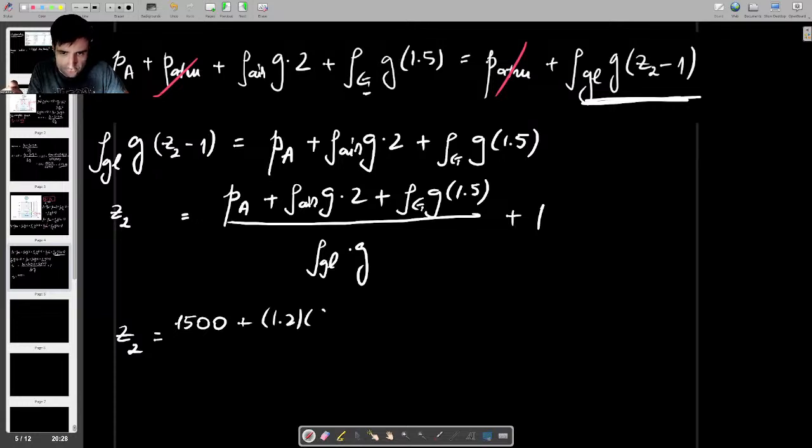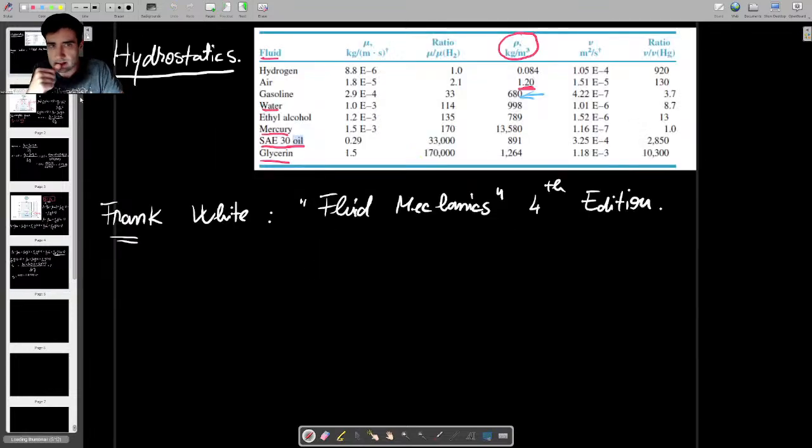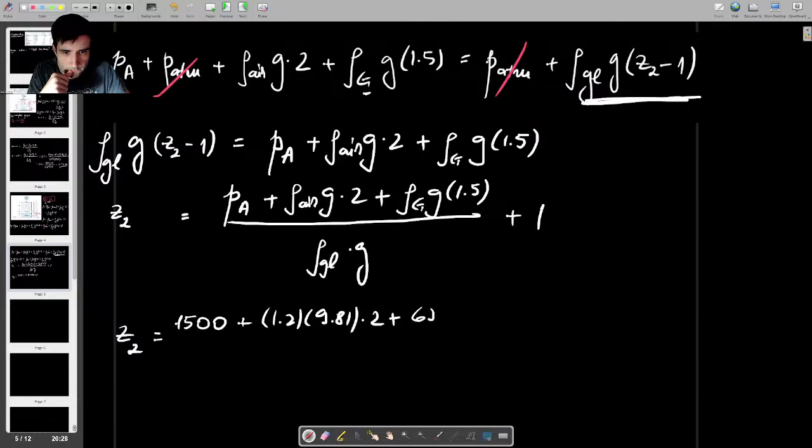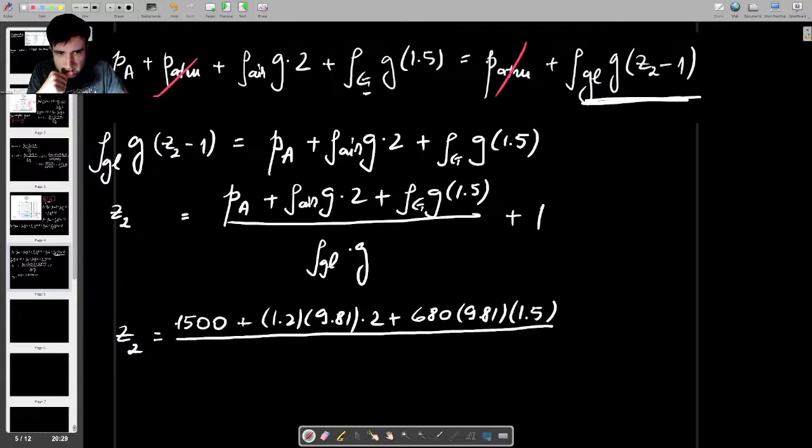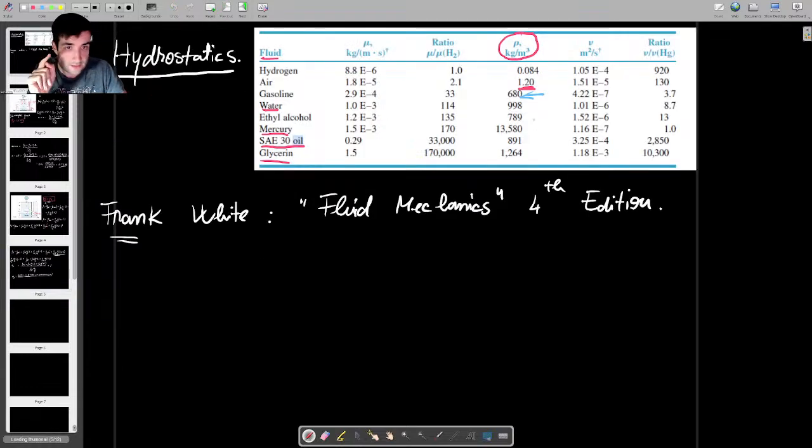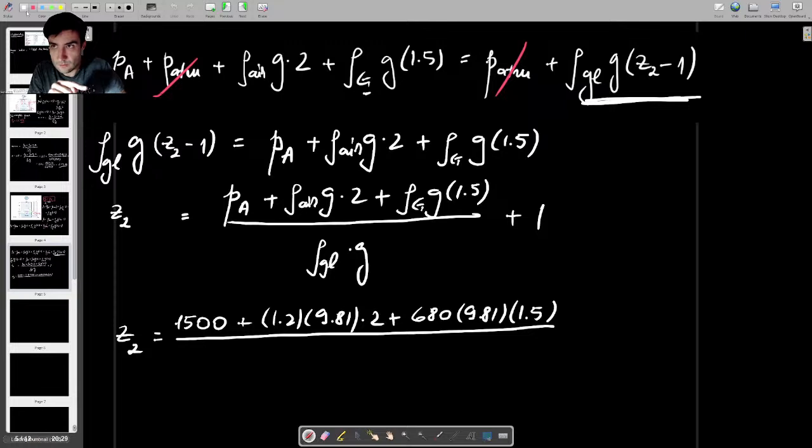This is 1.2, this is 9.81, this is 2. The gasoline, just to double check, was 680. And then we have 9.81, 1.5. Right, and then this is divided by the density of the glycerin, which is, now we use it for the first time, 1264. So 1264 times 9.81 and then plus 1.